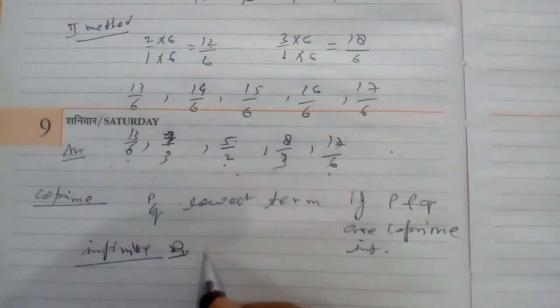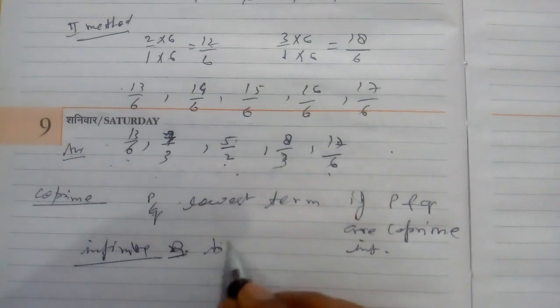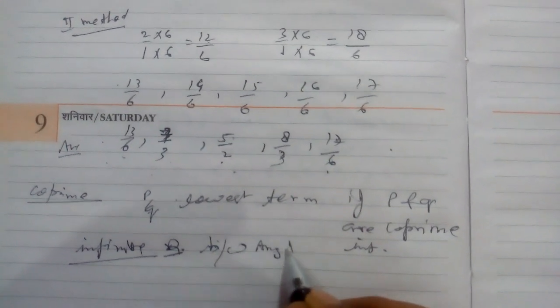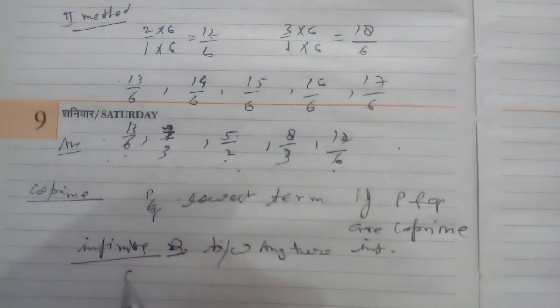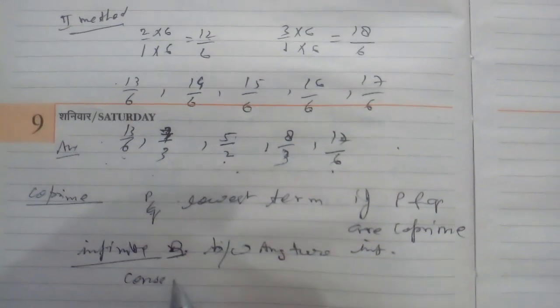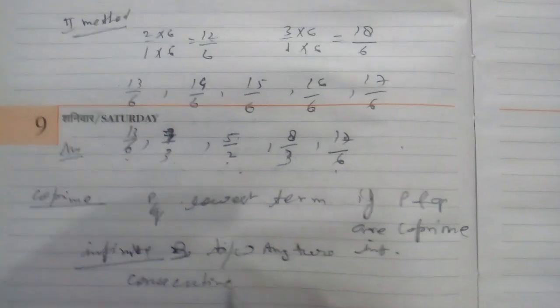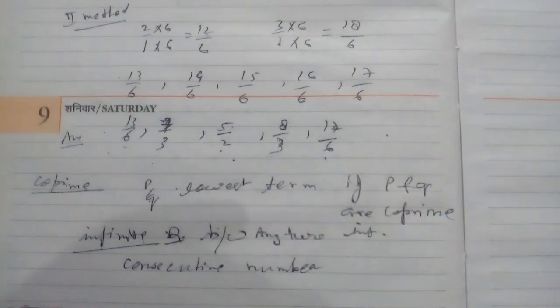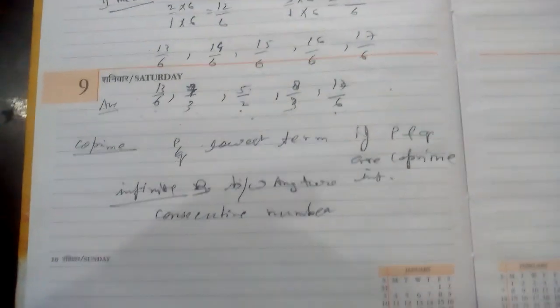Q is in between any two consecutive numbers or consecutive fractions, and all of these you can represent on the number line. All these numbers you can represent on the number line.